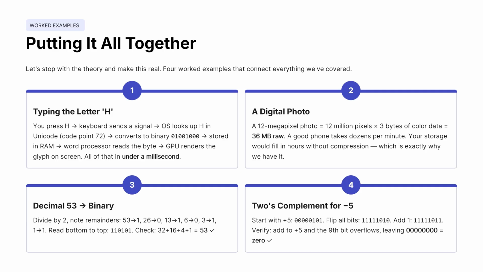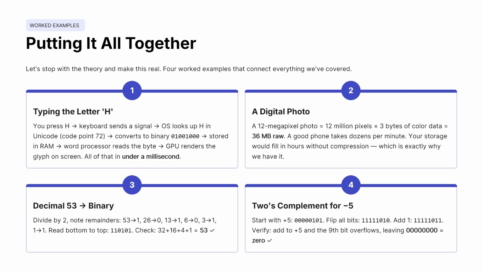Example 2. How does a digital photo work? Take a modest 12-megapixel photo. That's 12 million pixels. Each pixel needs 3 bytes of color data: red, green, blue. So raw, uncompressed, that image is 36 million bytes, about 36 megabytes. A good phone takes dozens of those per minute. Your storage would fill up in hours, if not for compression. But we'll get to that in a second.